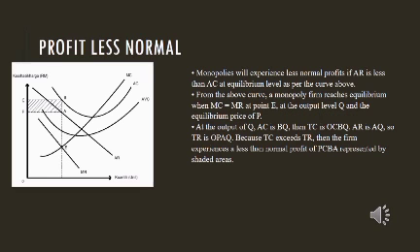Profit less than normal. Monopolies will experience less than normal profit if AR is less than AC at equilibrium level as per the curve above. In the curve above, a monopoly firm reaches equilibrium when MC equals MR at point E at the output level Q and the equilibrium price of P. At the output of Q, AC is BQ, then TC is OCBQ, AR is AQ, so TR is OPAQ. Because TC exceeds TR, the firm experiences a less than normal profit of PCBA.